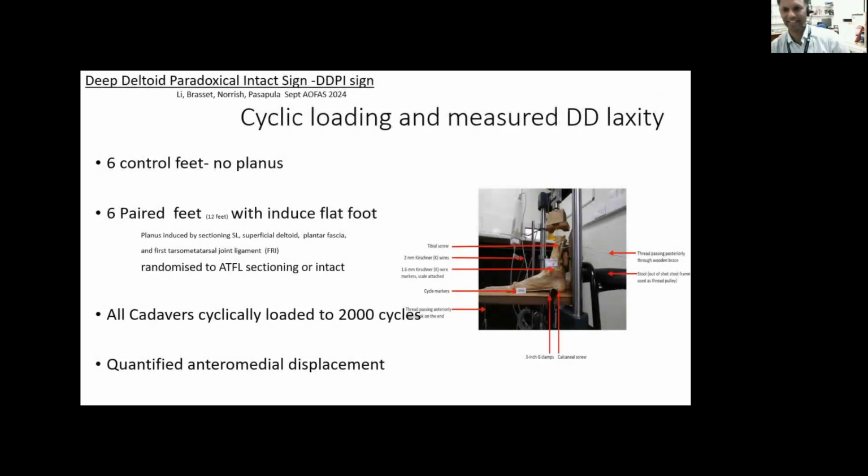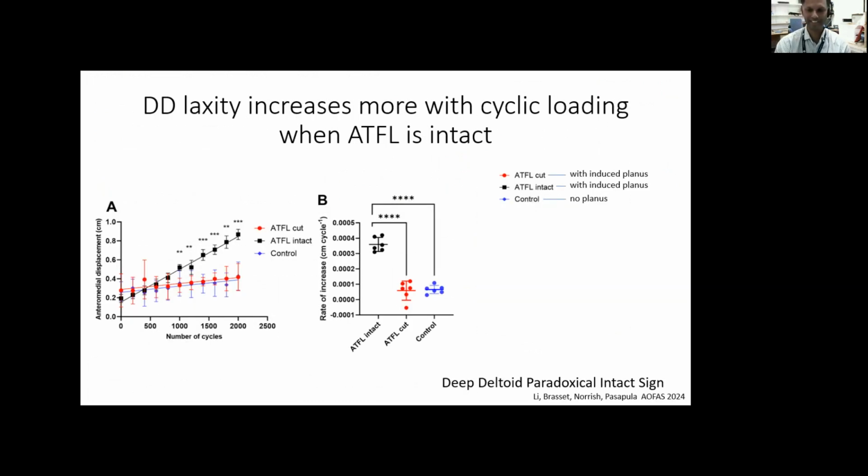And what we did was we took cadavers to test this, and we took 6 control feet and 6 paired feet. And with these paired feet, we're able to induce planus: bisection of spring ligament, superficial deltoid, plantar fascia, and destabilize the first ray. And we randomized those paired feet to ATFL sectioned or ATFL intact and cyclically loaded them to 2000 cycles. And this is the thing I want to share with you.